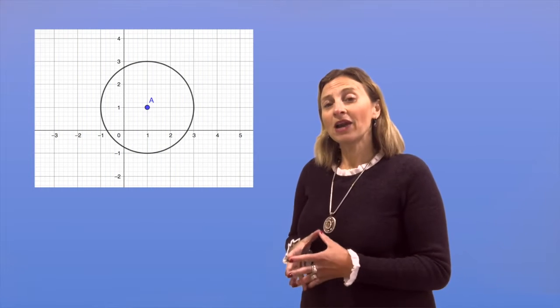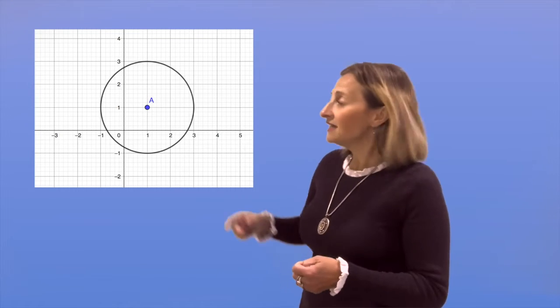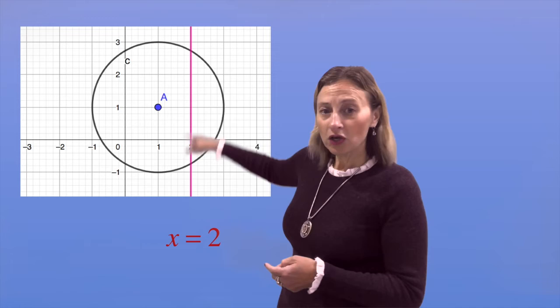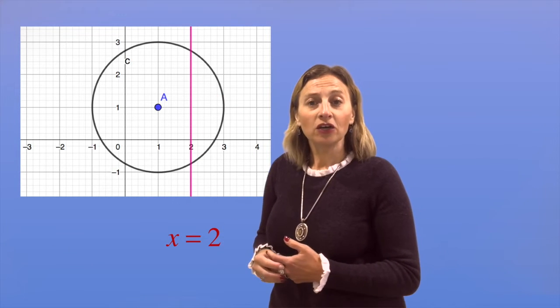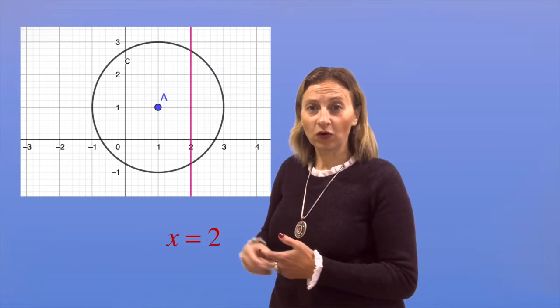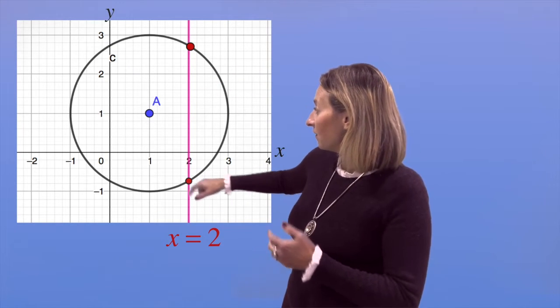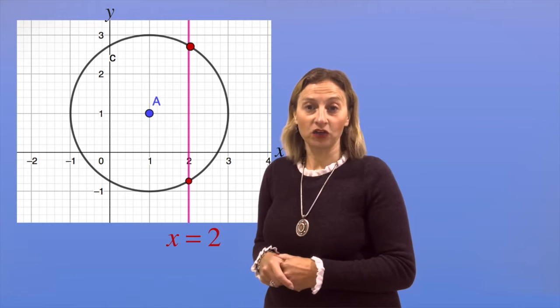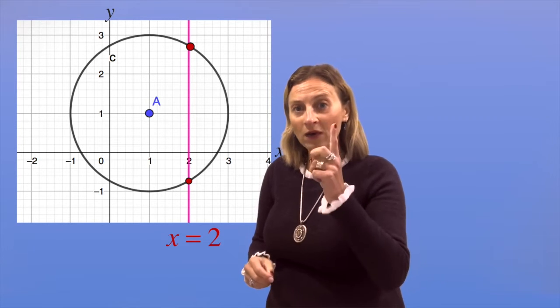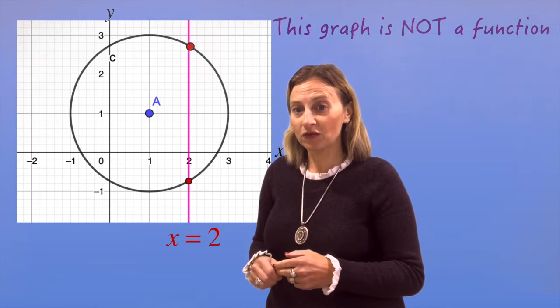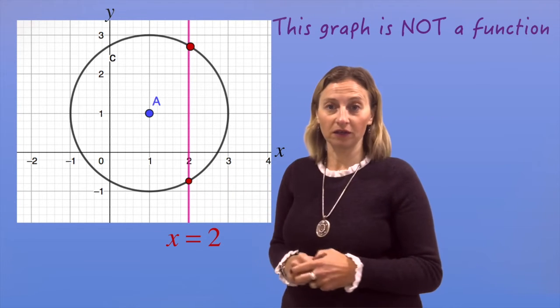Let's take a look at some examples. Here we have a circle. So is that a relation or is it a special relation? Is it a function? Let's say we're looking at x equals 2. You can see if I draw a vertical line, x equals 2 has two y values. It's got a value up there and a value down there. That's a problem for a function because remember, rule number 2 says that a function can only have one y value for every x value. So this is not a function.